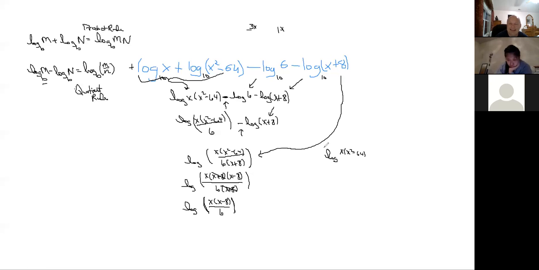Now it's a minus the log of 6, but it's a minus, so that number, its input, will go on the bottom. So basically, I'm just taking the quotient rule and the product rule all in one stride. And then the last one's a minus log of x plus 8, so that x plus 8 will go into the denominator. So I did it all in one stride. And then once you get to that point, then you reduce like we want to go.